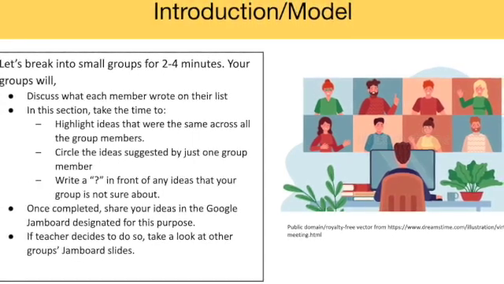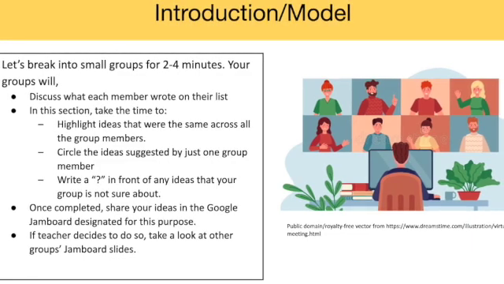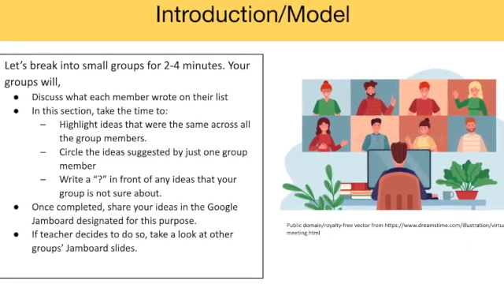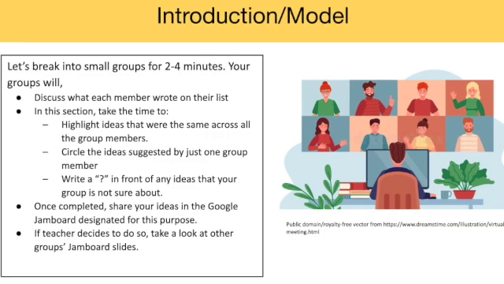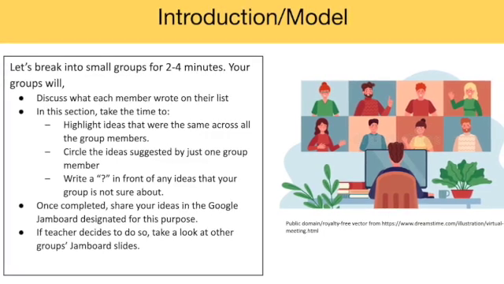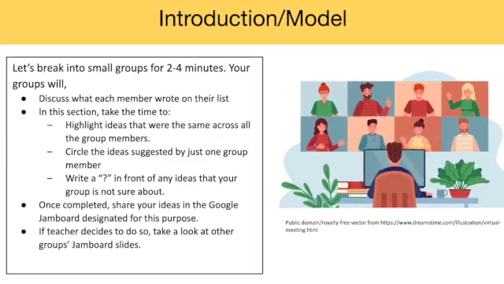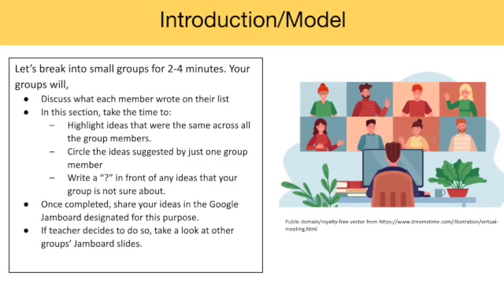Write a question mark next to ideas that your group isn't sure about. That could mean an idea the group disagrees is accurate or true, or just something they're not sure they believe yet. Then, each group should share their ideas on a Jamboard or other collaborative tool.